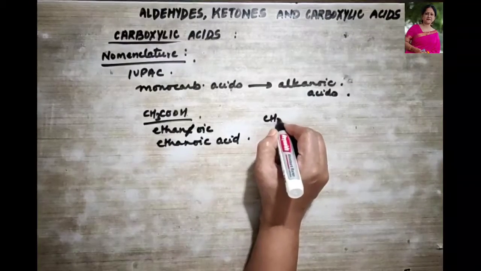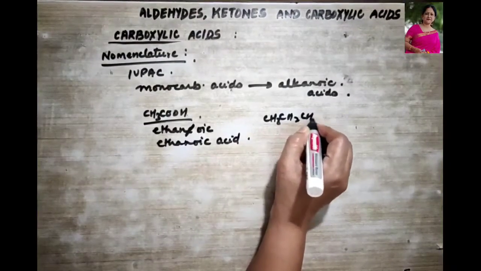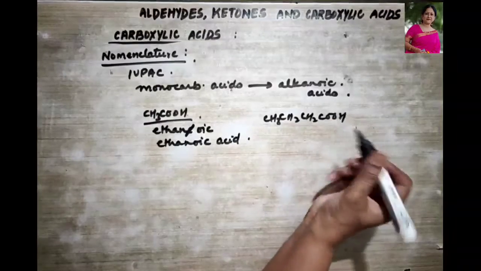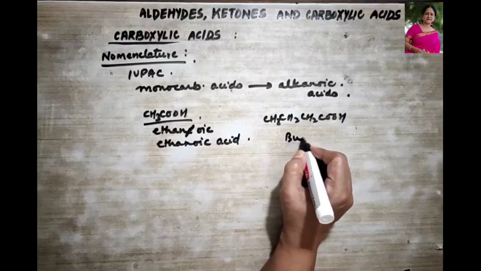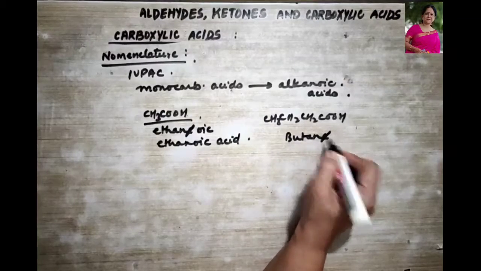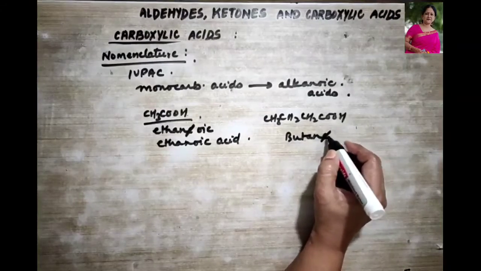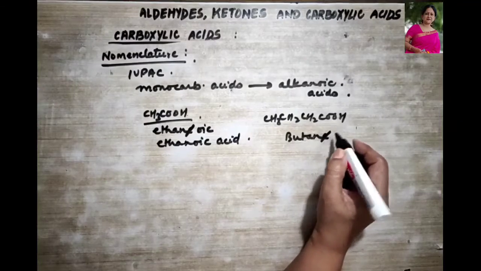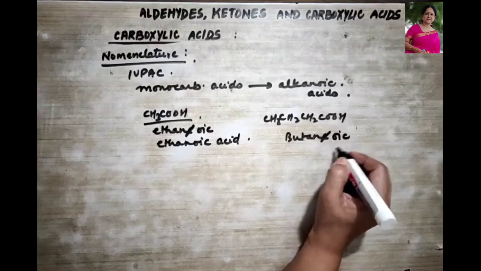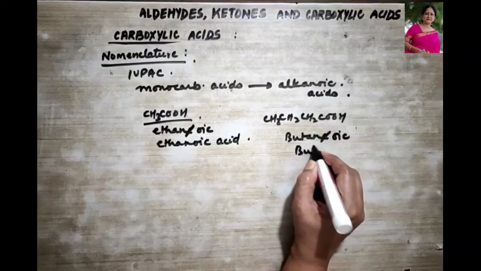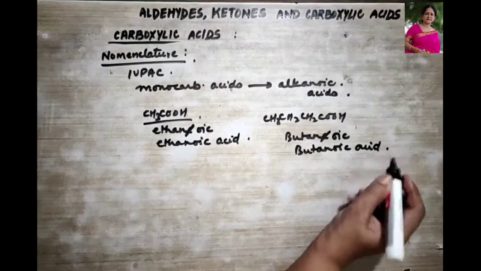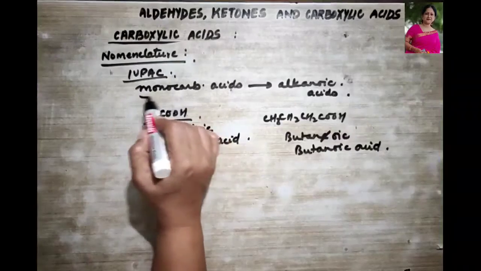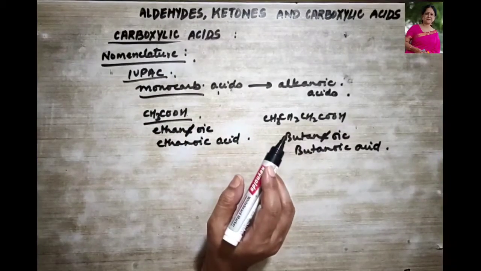Similarly, CH3CH2CH2COOH. This is made up of butane. So you write butane, remove the E, and after removing the E, what do you write? Oic acid. So what does it become? It becomes butanoic acid. So this is how we give the IUPAC name to the monocarboxylic acids.